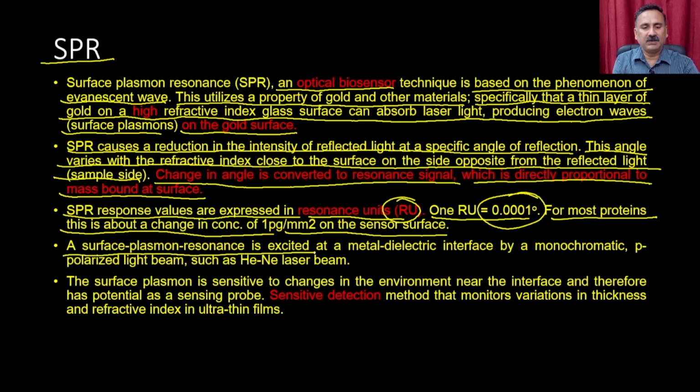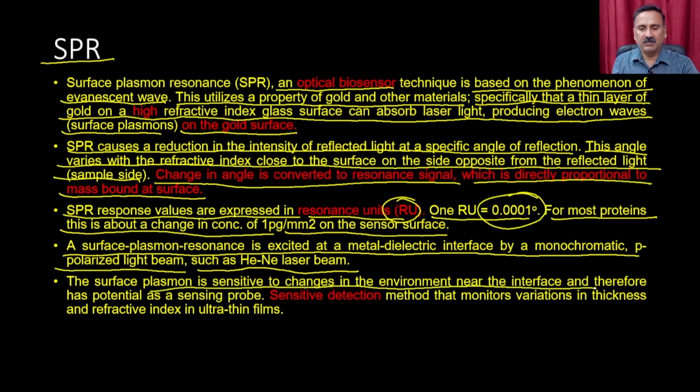Surface plasmon resonance is excited at a metal dielectric interface by a monochromatic plane polarized light beam, such as a helium neon laser beam. The surface plasmon is sensitive to the change in the environment near the interface, and therefore has the potential as a sensing probe. It is a sensitive detection method that monitors variation in thickness and the refractive index in ultra thin films.